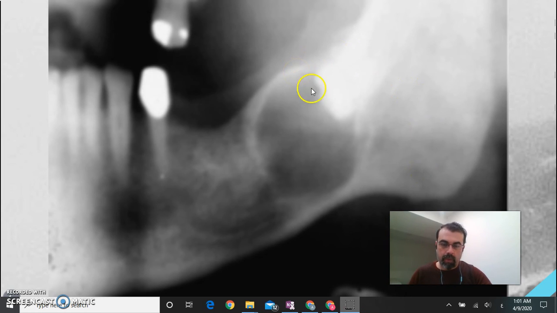But again, when you want to remove the cyst, we need to keep in mind that this is thin bone. It's not a fairly big lesion, but again, we're going to choose between marsupialization or enucleation.